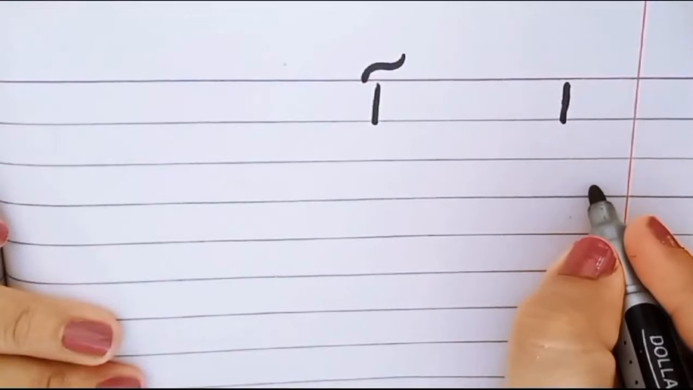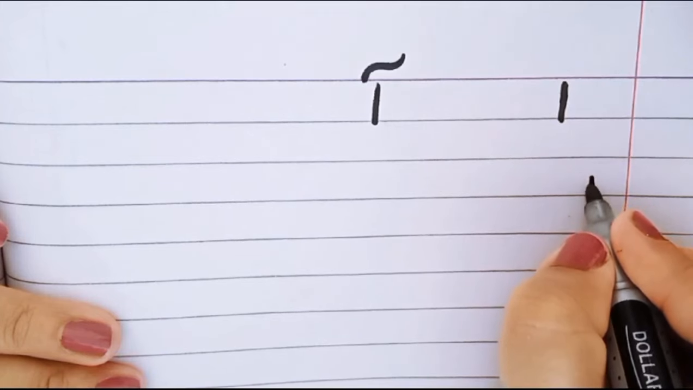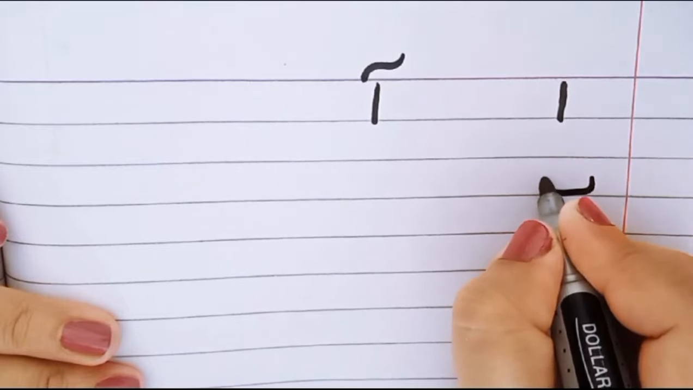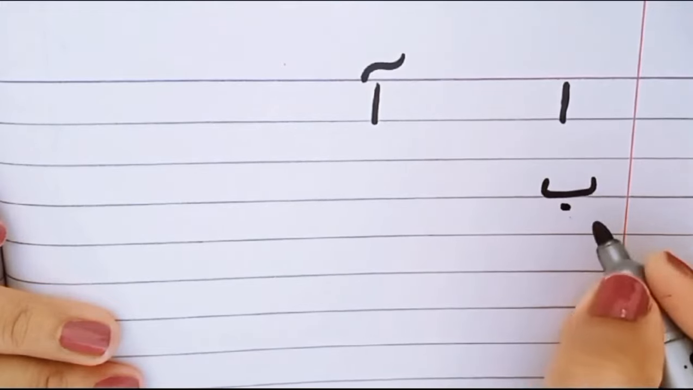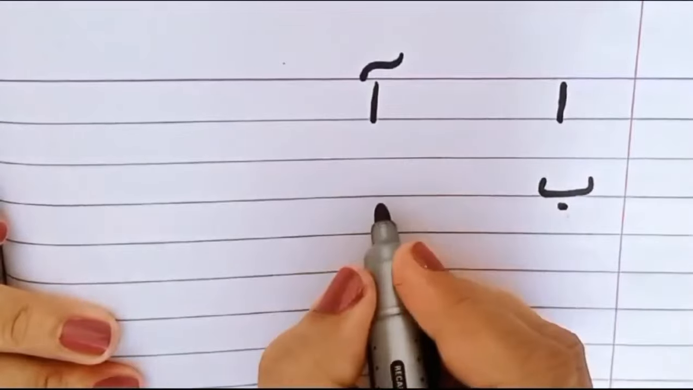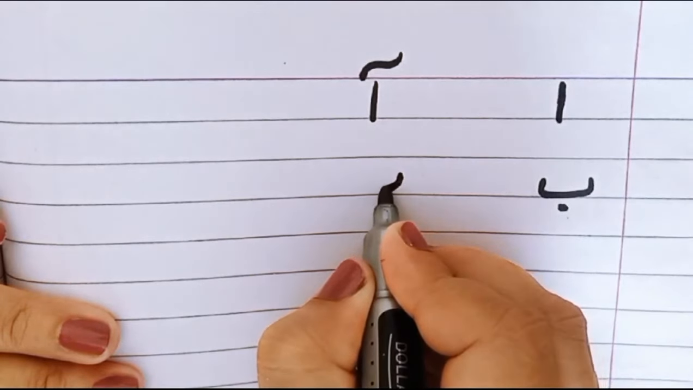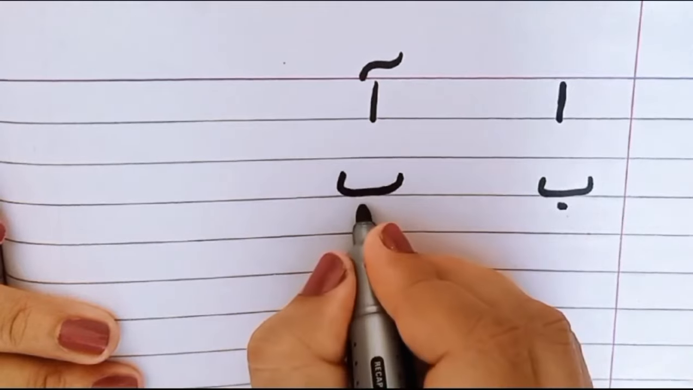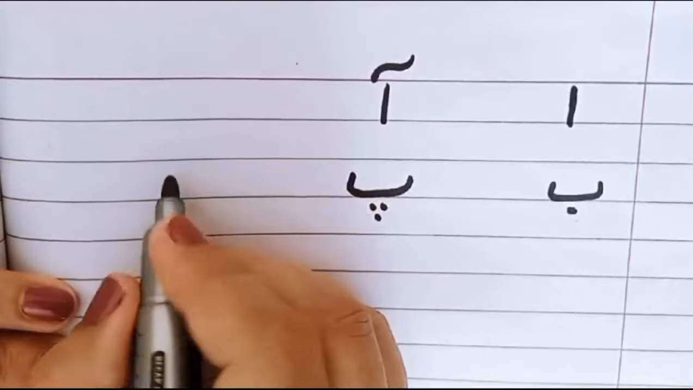Alif Mad A. After this, our Be family starts. Look closely. You will start from here, go downward, then to the left side, and then upward. In this way, and Be has one dot underneath. This is how Be is written. The second letter of the Be family is Pe. In the same way you will write it, and Pe has three dots underneath. This is Pe.